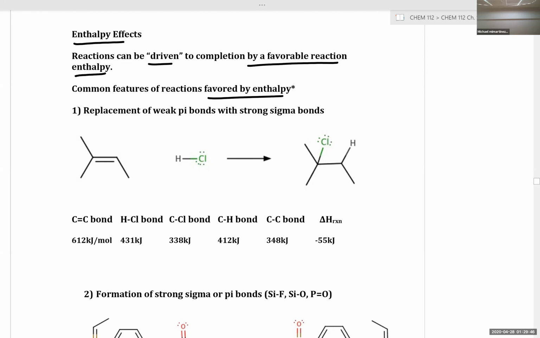So for reactions that are favored by enthalpy, replacement of weak pi bonds with strong sigma bonds is a key feature that drives many reactions forward. For example, we call this an addition reaction, and it's driven by the fact you're generating relatively stronger bonds than the bonds you start with, okay? So think of it as one feature that makes a reaction favorable.